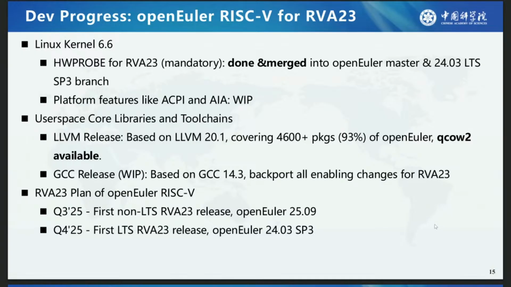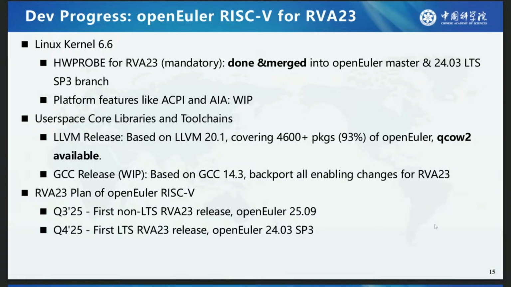And for user space, we have packaged the software with LLVM 20, which was released in March. We have already built more than 4,600 packages. That is 93% of openEuler. And now the QEMU image is available. Our plan for RV23 is that we'll release the first non-LTS version of openEuler by the end of September, and the first LTS RV23 version at the end of the year.